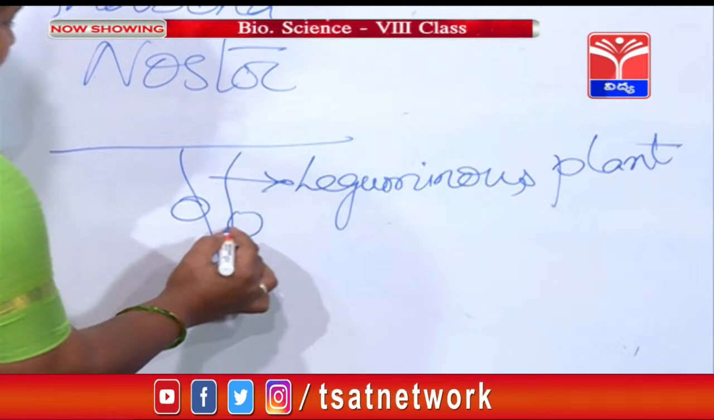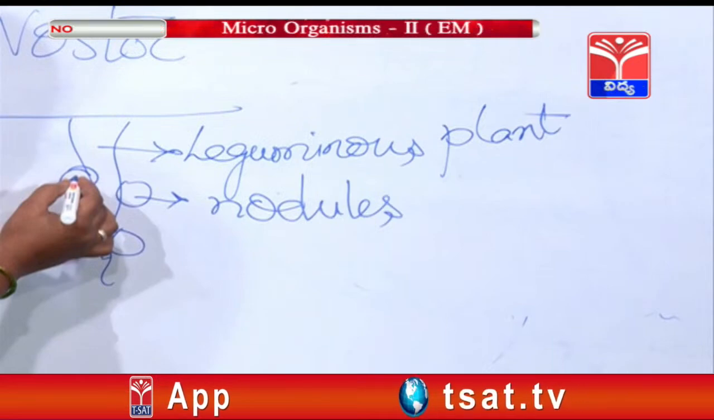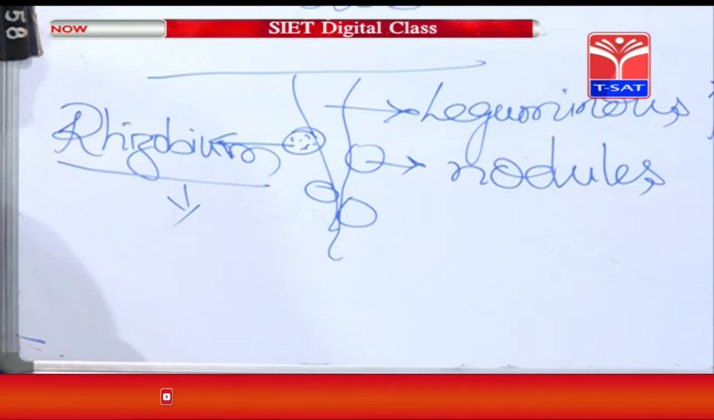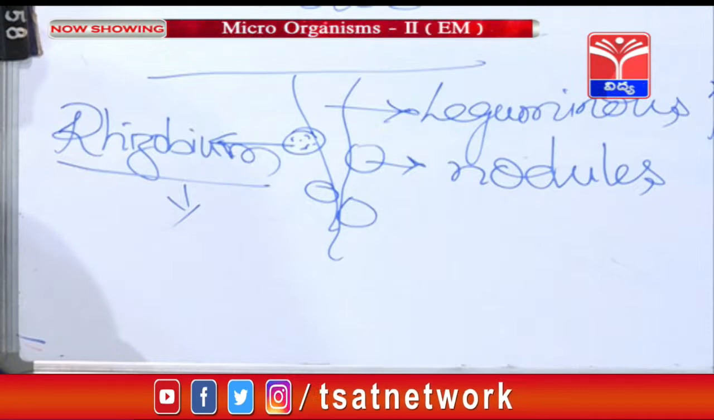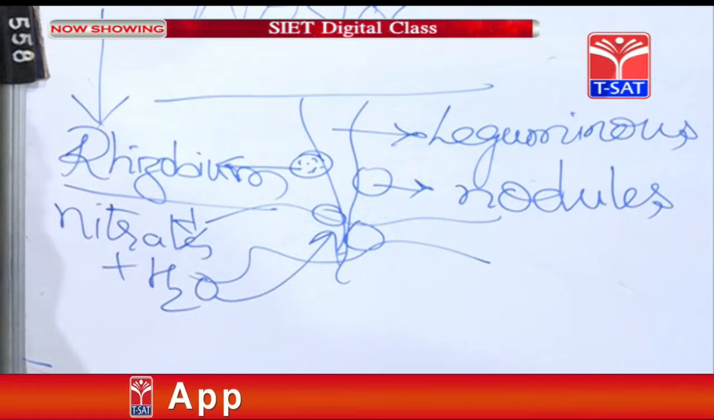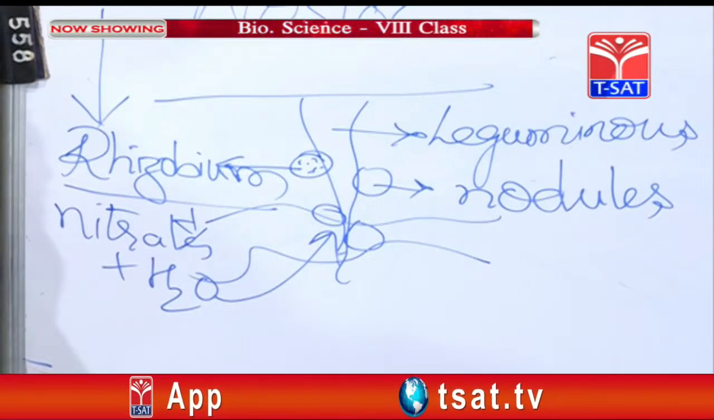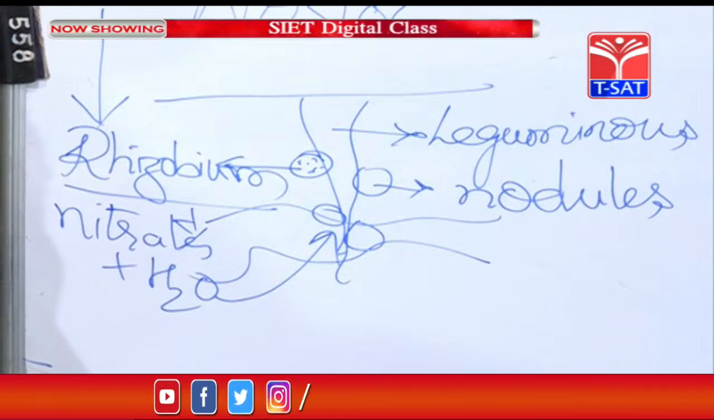If this is a leguminous plant, in the roots we find root nodules. The small microorganisms which are present in the root nodules are rhizobium. This rhizobium bacteria fixes the nitrogen in the soil, converts the atmospheric nitrogen into nitrates, and this when mixed with water can be easily absorbed by the plants.